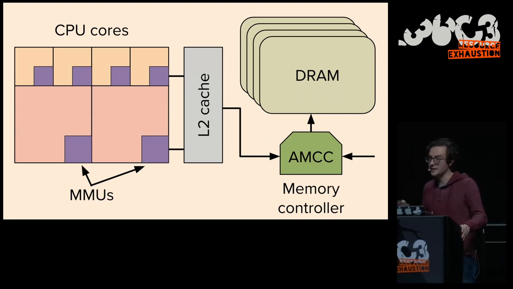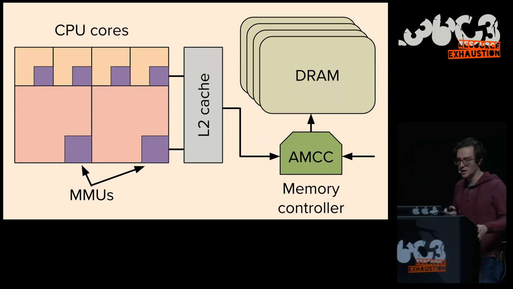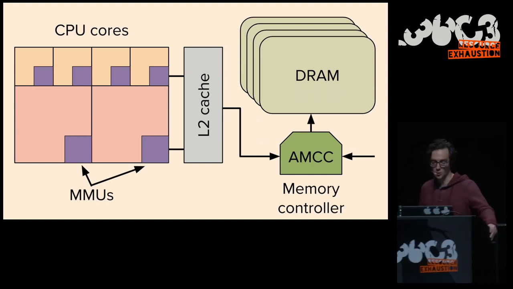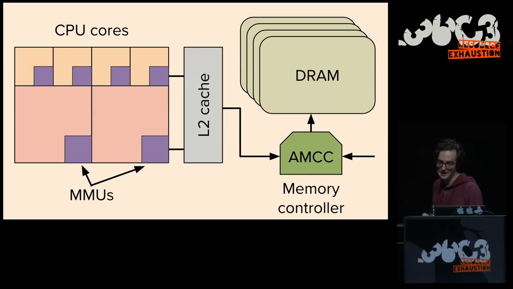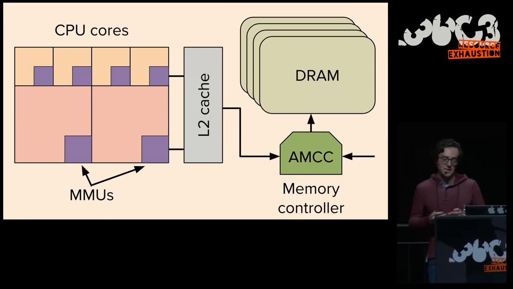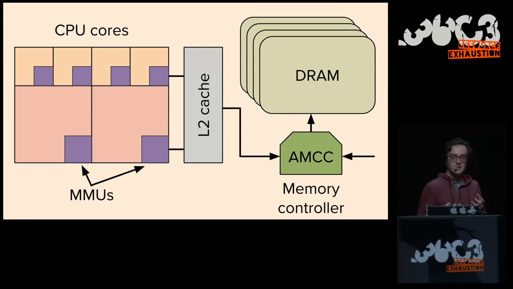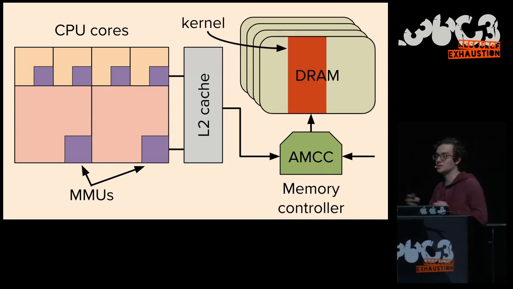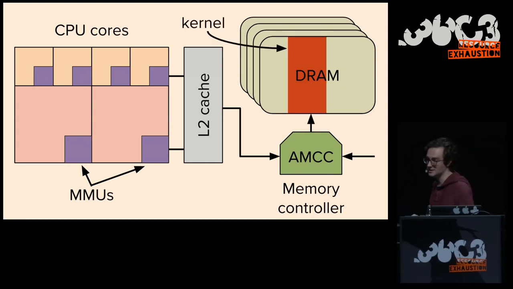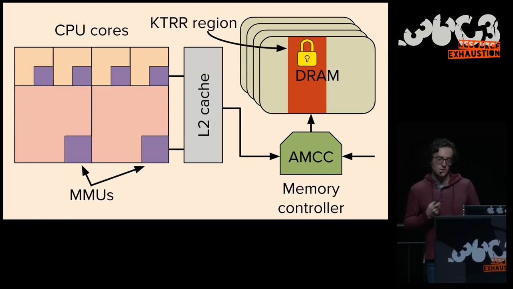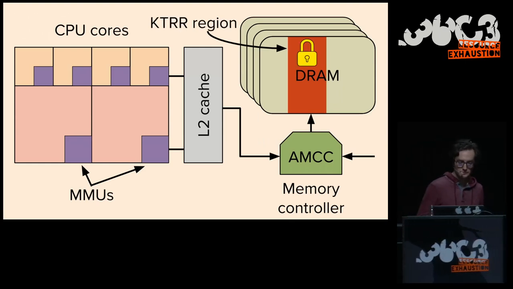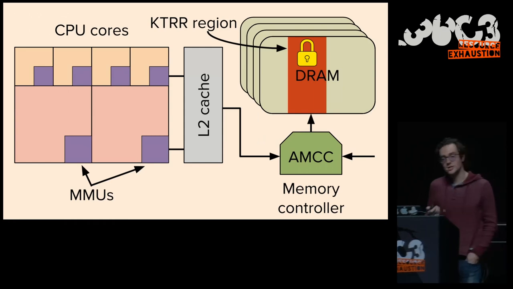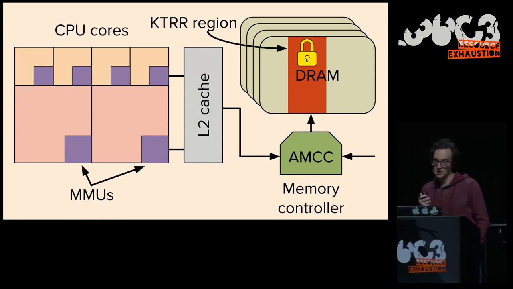This is, for example, an A11 CPU with 6 cores. The little purple box in the bottom corner is the MMU. The highest level of the cache hierarchy is the L2 cache. Behind that is the memory controller called AMCC. And then this is connected to DRAM. Now the kernel lives contiguously in physical memory in DRAM, and this is what Apple wants to protect with KTRR. So the first step in order to lock down this region happens on the MMU.